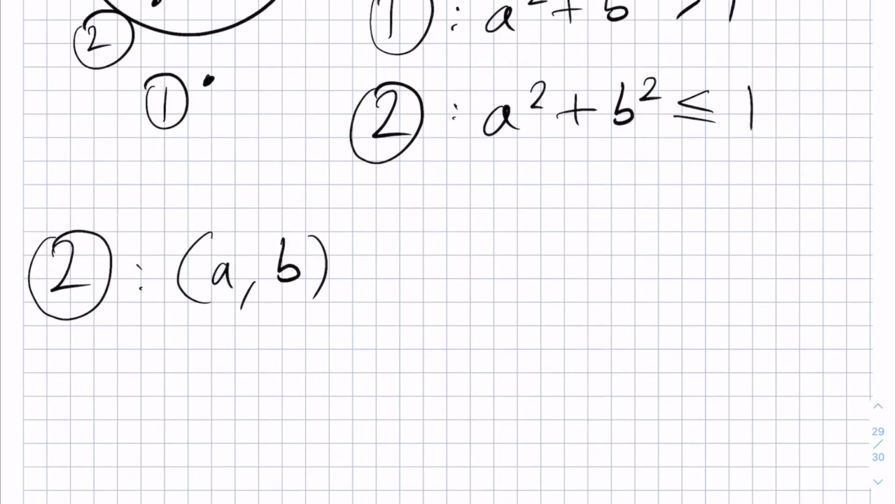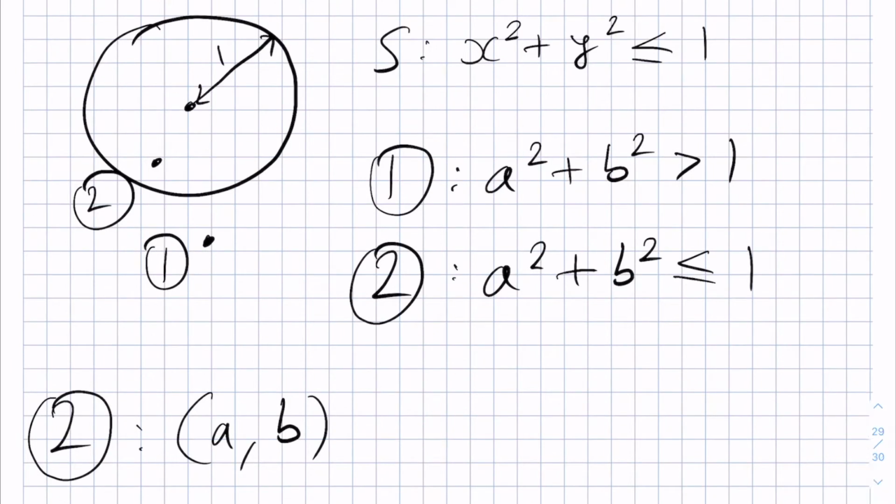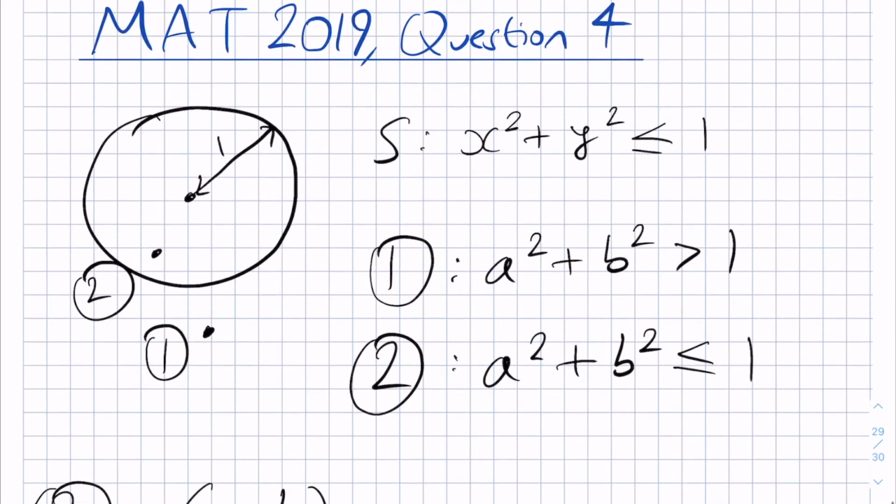Case 1 is slightly harder, because now this point AB is actually outside of the set S. So where is the closest point to this point AB that is in the set S? Well, it will lie on this line here, but it will be the closest point along this line such that we remain in S, and therefore it will be the point on the edge of this disk S.